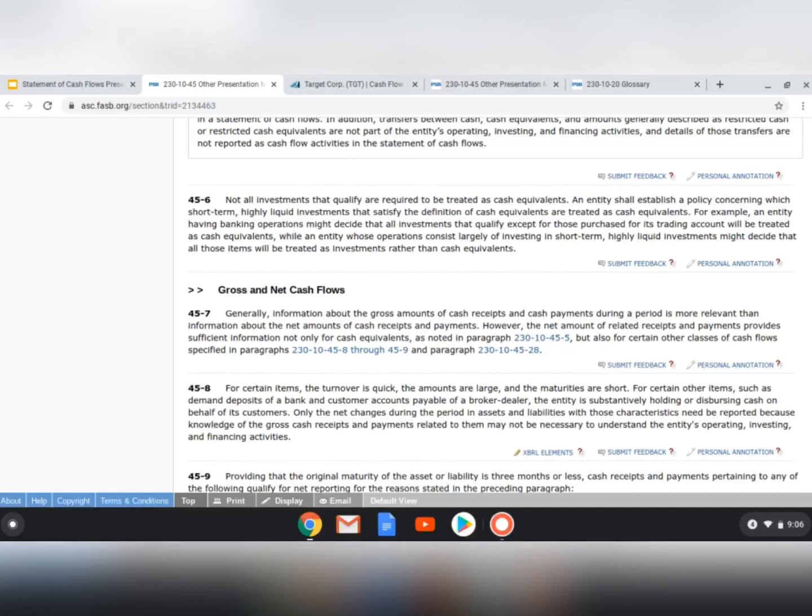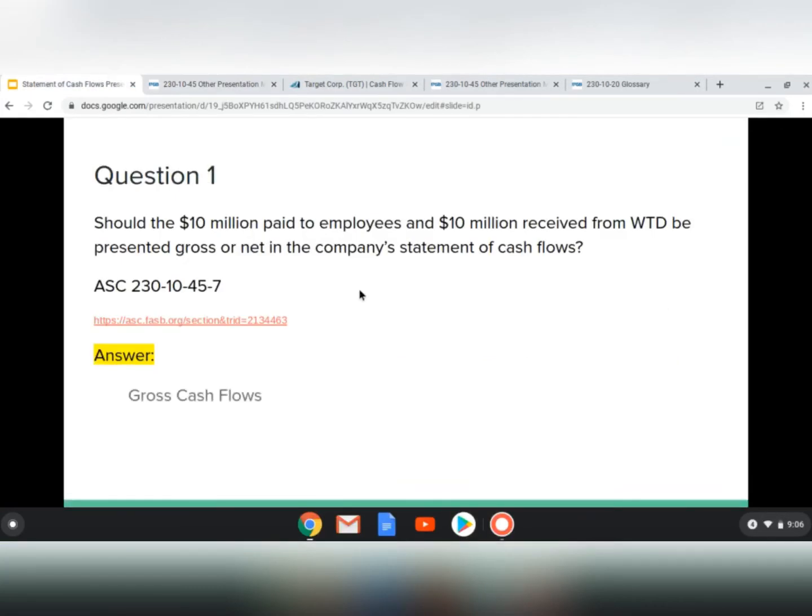So, going back to the question, are the 10 million paid to employees and the 10 million received considered gross or net? We have to keep in mind that Justified Wages is the acting principal in both of the transactions, as we stated in the last slide. And we have to remember that Justified Wages is dealing with actual cash versus cash equivalents, making the gross amounts more necessary for the case.